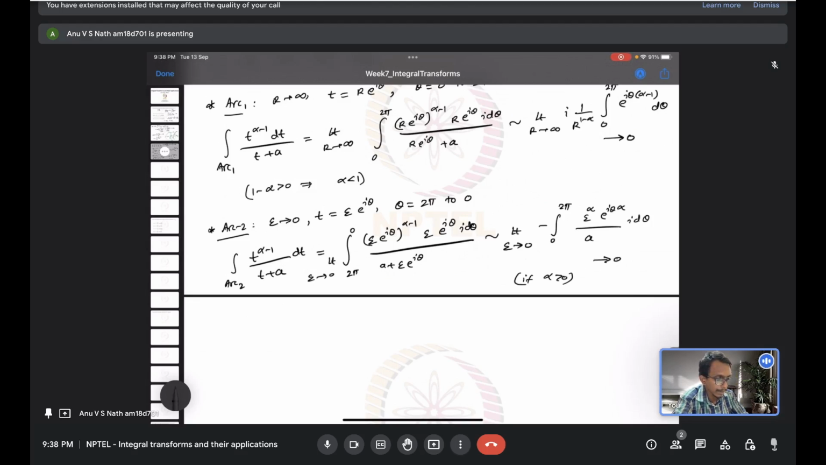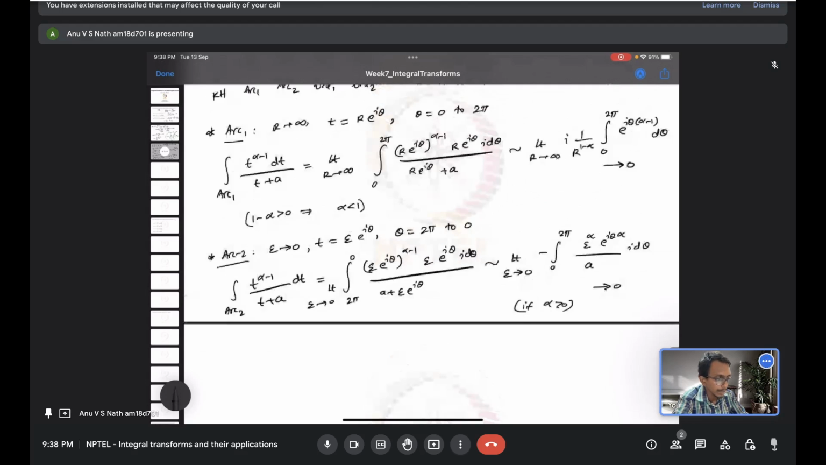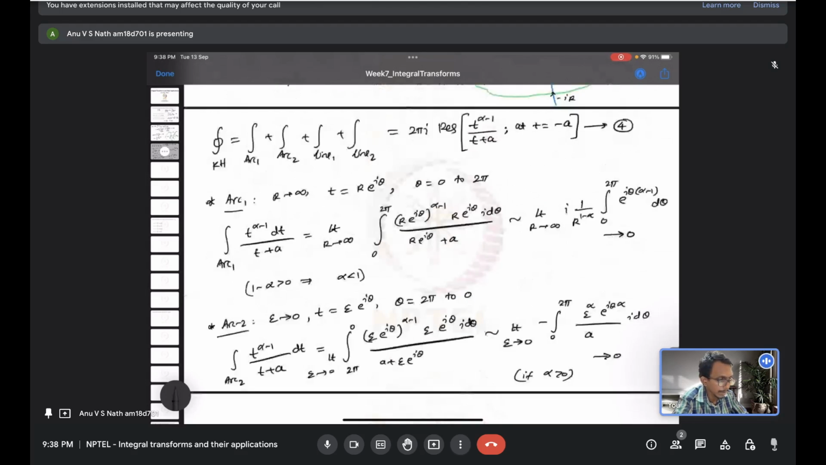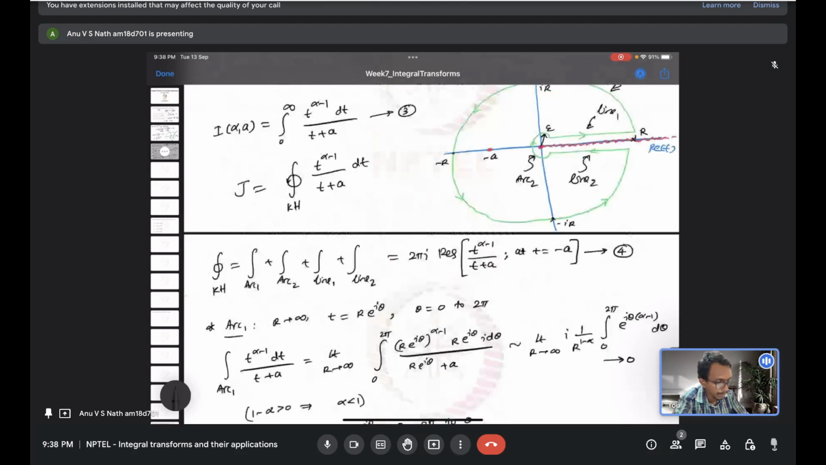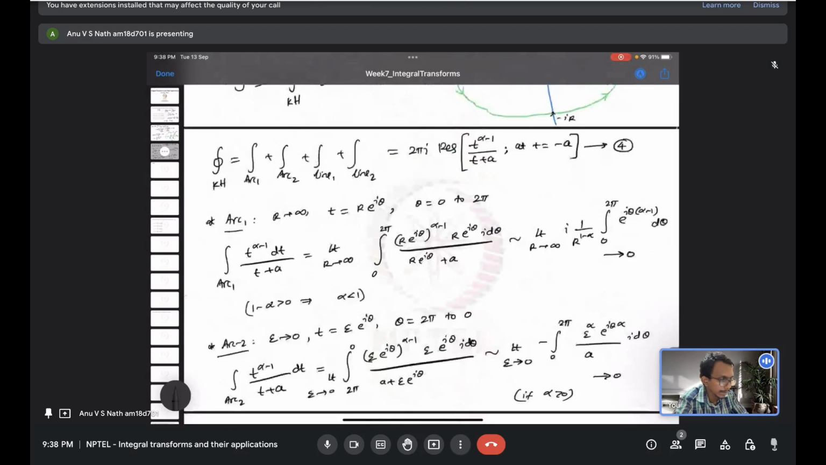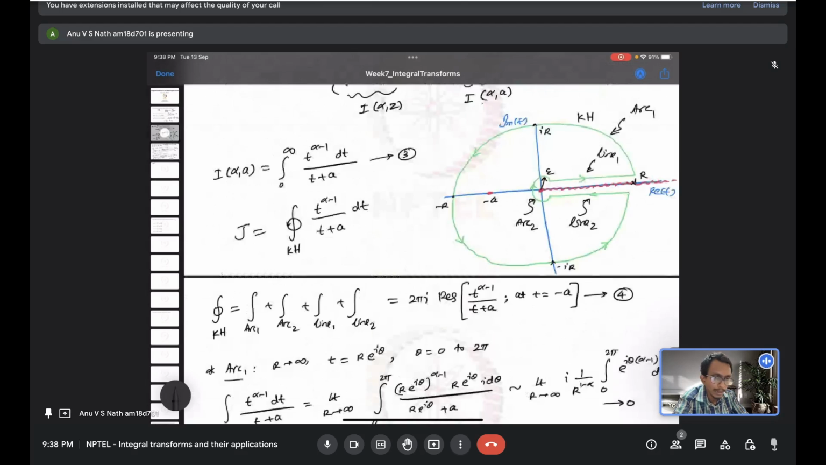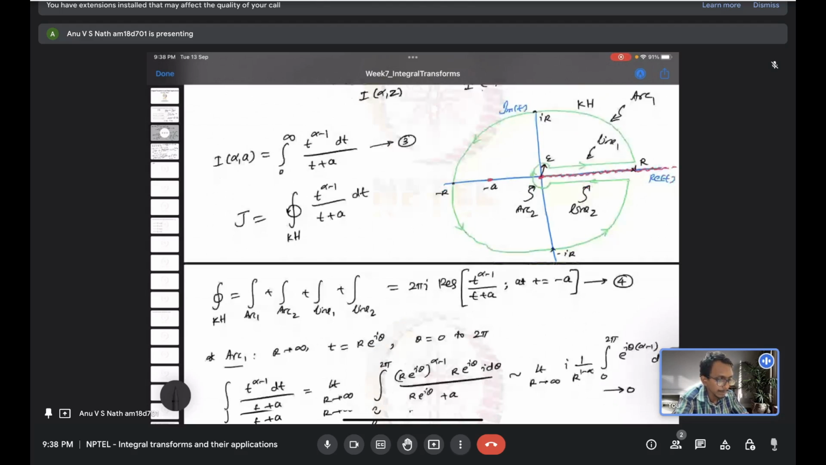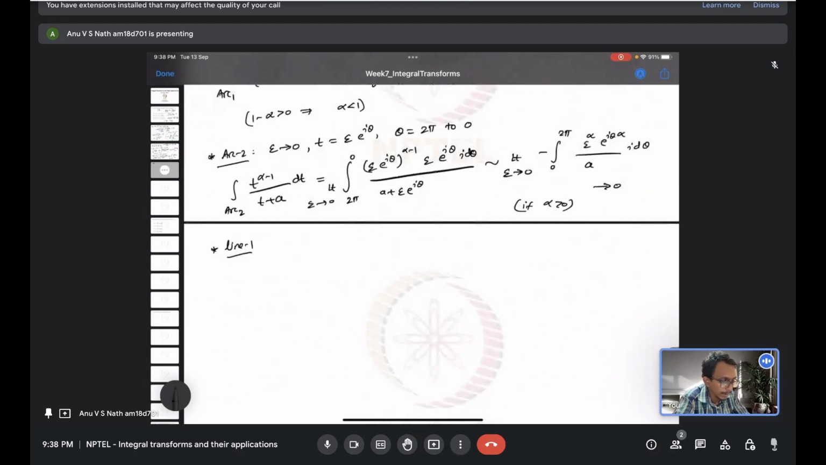So we have evaluated our contribution of arc 1 and arc 2. Now the remaining contribution is of line 1 and line 2. So let's evaluate the contribution of line 1. Line 1 is actually parallel to the real axis in the limit of epsilon tending to 0 and r tending to infinity. You will find this is exactly the real axis over which the integral that we actually need to perform. Just that it is approaching the real axis in the limiting process from the positive side, from the first quadrant. So now you can say it's actually the real axis.